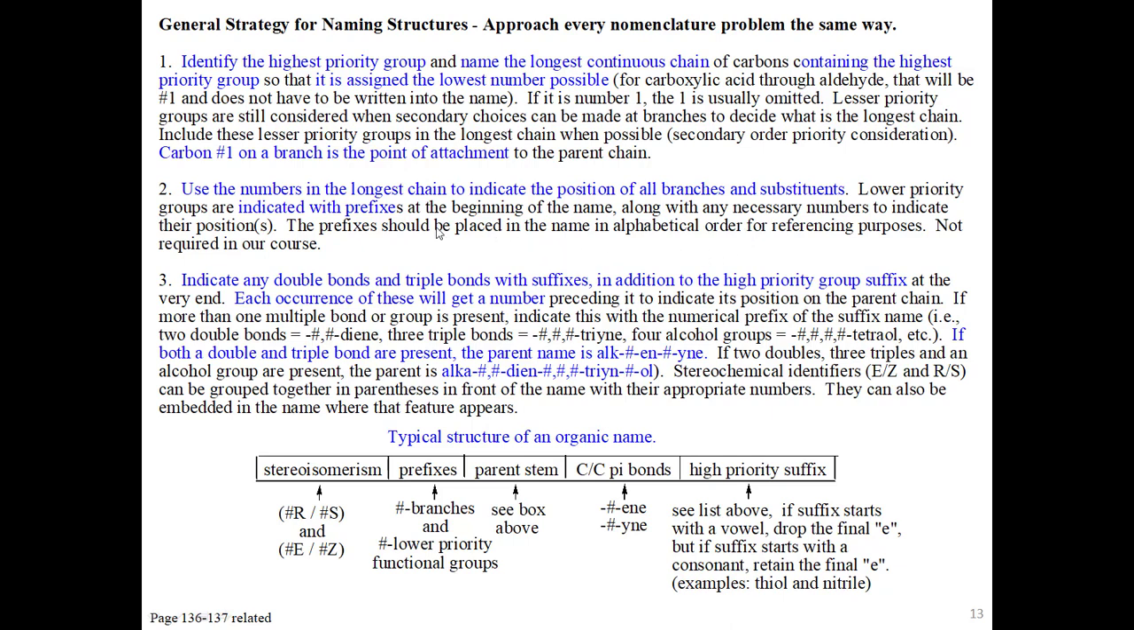But that won't be the case for everybody. Okay, if you have a simple name, your teacher might want you to put it in alphabetical order. I usually just go down the line as I encounter them. Okay, now, double bonds and triple bonds have to go at the end.